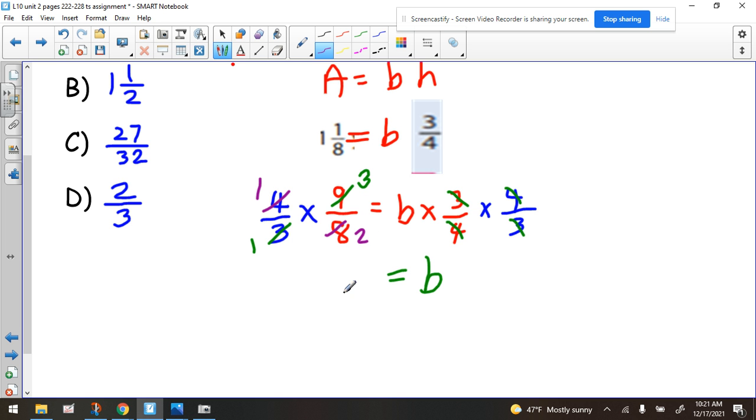So the only thing left you have to do is figure out what 1 times 3 is, and you're going to put that number right here. Put 1 times 2 and put that number here, and then rethink it as a mixed number.